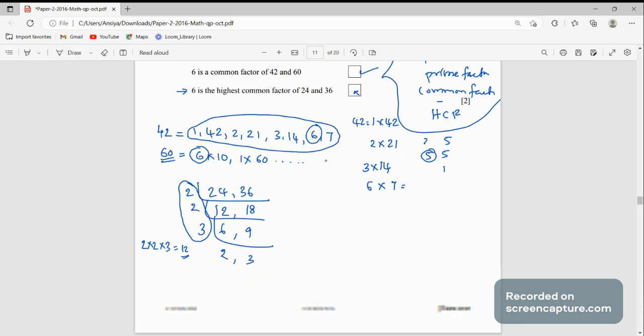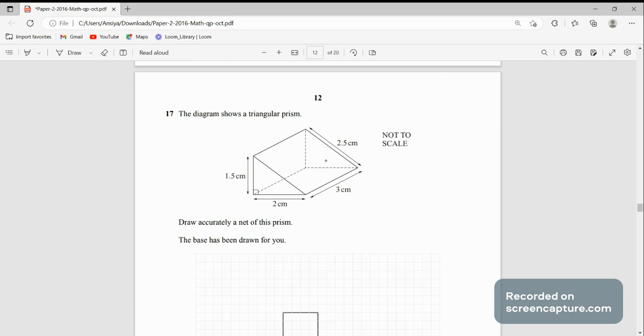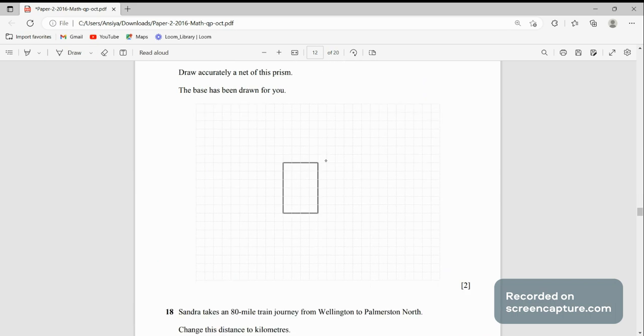Moving to the next question. The diagram shows a triangular prism. Draw accurately a net of this prism. We have learned about net. Net means an open shape. If we open the shape, how it looks, that's the net. Now, see, a part is given here. We need to continue that.